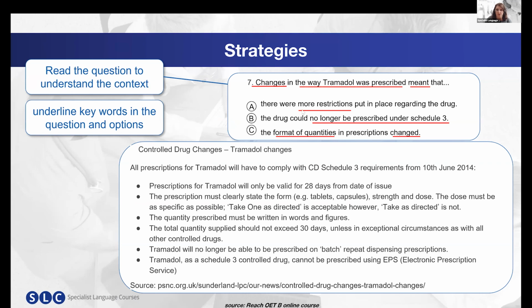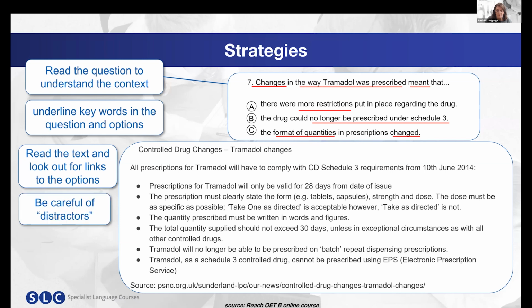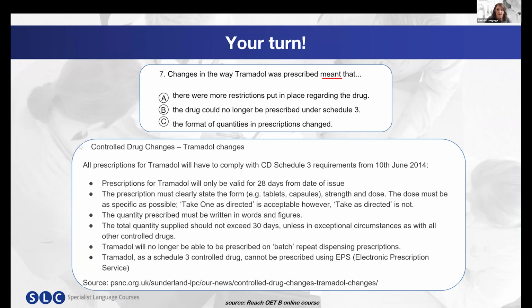Then we look at the options. In A, we have more restrictions. In B, we have it can no longer be prescribed under Schedule 3. And in C, we're looking at the format of the quantities and prescriptions have changed. Then your next step is to read the text and look out for links to the options, and be careful of distractors. We've had a look at these first two steps together. Now it's your turn to look at the next step yourself. Here are our keywords underlined.